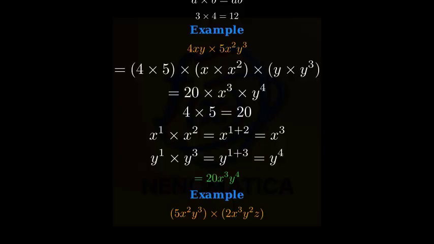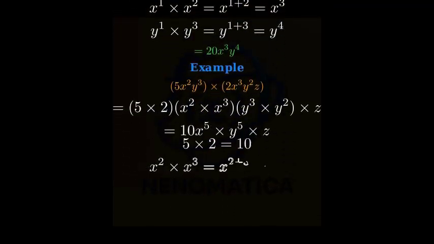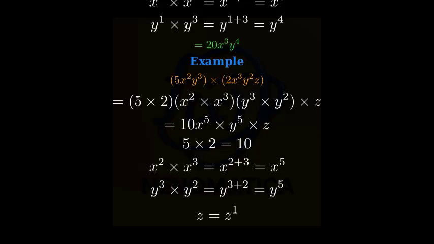We need to multiply 5x squared y cubed times 2x cubed y squared z. Let's break down this expression as well. We'll group the coefficients, the x terms, the y terms, and the z term. Now let's multiply and simplify each part. 5 times 2 is 10.